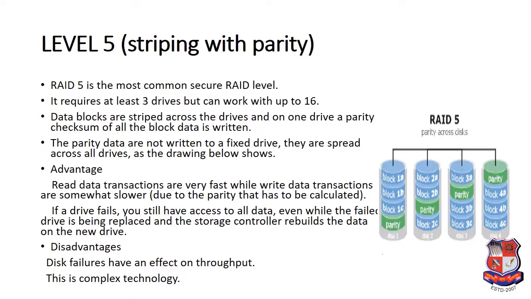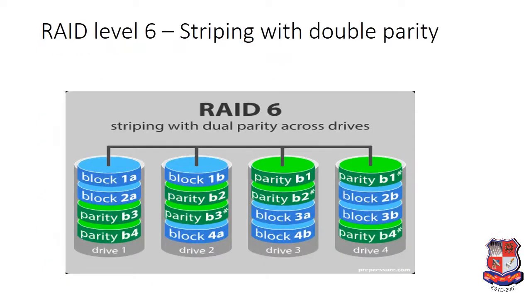If a drive fails, you still have access to all data even while the failed drive is being replaced and the storage controller rebuilds the data on the new drive. The disadvantage is disk failure has an effect on throughput. This is complex technology. Now here you can see another level, level 6. It's just like level 5 but here striping with double parity. In level 5 we had single parity and here you can see that there is double parity.